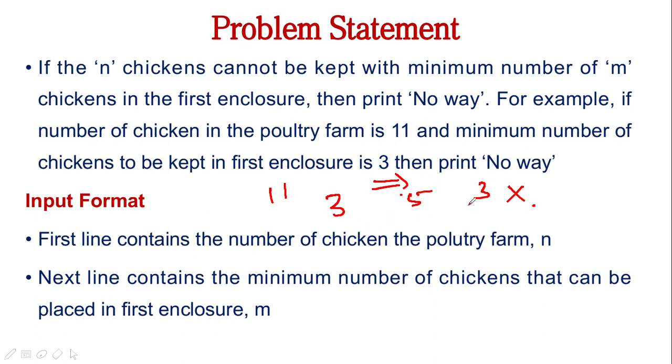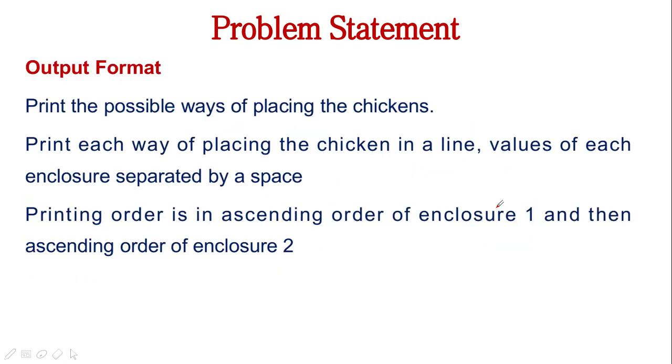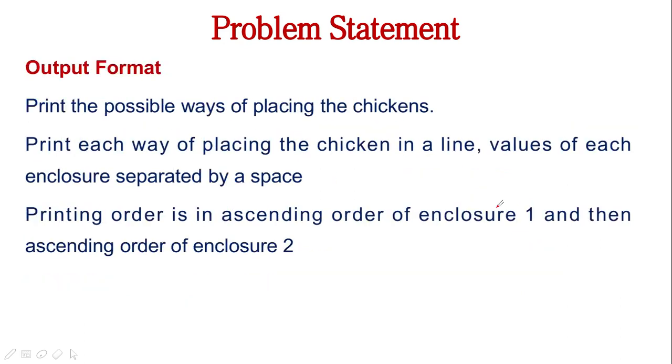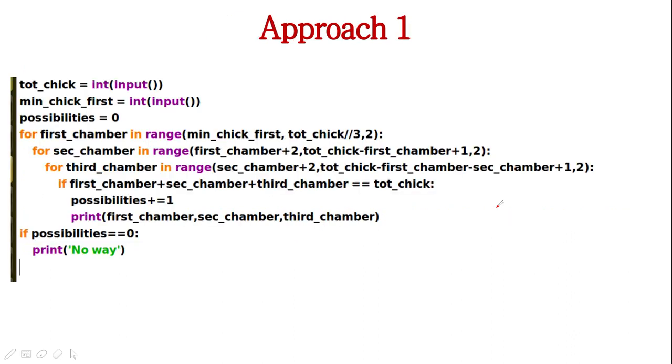And also we should be very, very careful when solving on an online judge about the input format and the output format. In the input format, you can read that the first line contains the number of chickens in the poultry farm. The next line contains the minimum number of chickens that can be placed in the first enclosure. The output format says to print all the possible ways of placing the chickens, in one line. It should be in ascending order of enclosure 1, and if that is the same, then in ascending order of enclosure 2.